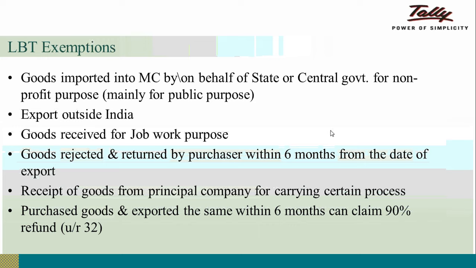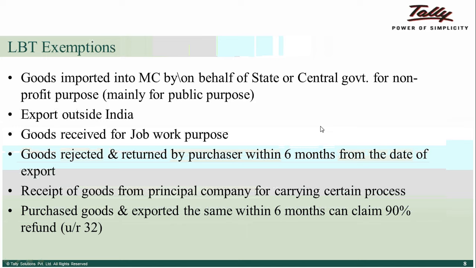Fine. Next, coming back to the exemption. We were discussing goods returned by purchasers within 6 months from the date of export. Say suppose you are making sales to your buyer and the same buyer has returned the goods. As the returns are there, goods will be again entering your location, which is located in the LBT zone. Such kinds of rejections, if within 6 months, will come under LBT exemption.